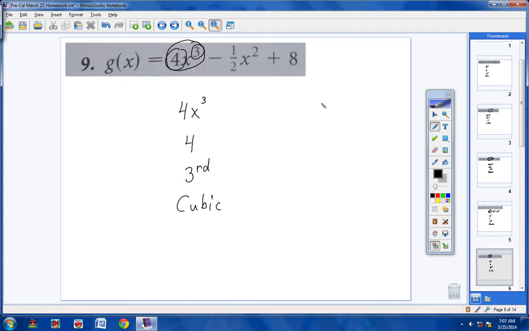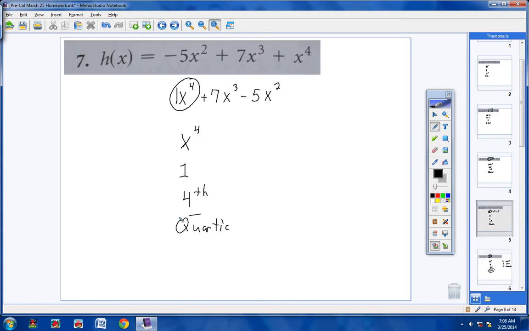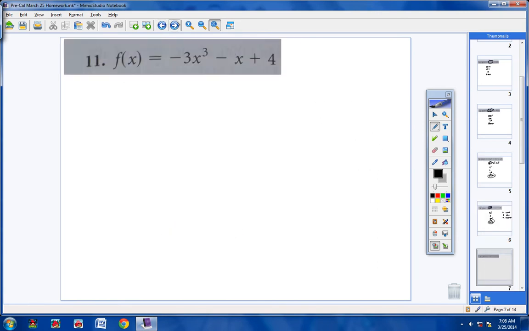Let's quickly review. If you have a 0 degree function, we call that a constant function. A 1 is a linear function. 2 is a quadratic function. 3, of course, is cubic, and 4, of course, is quartic. Okay, so make sure you're familiar with those.